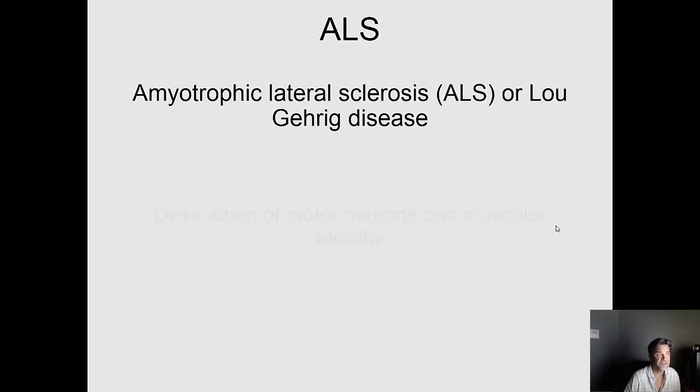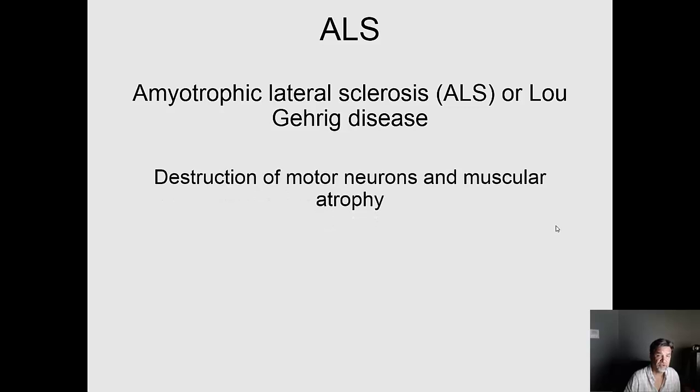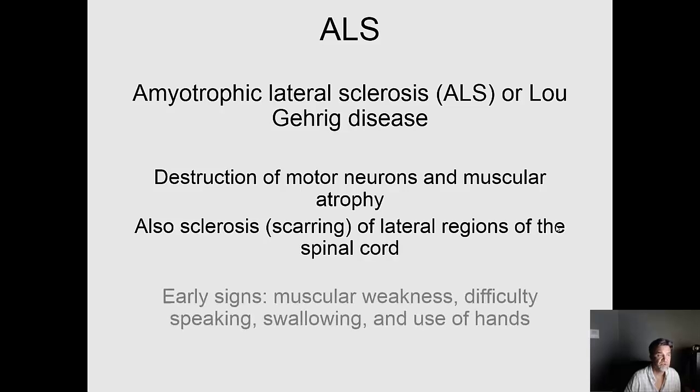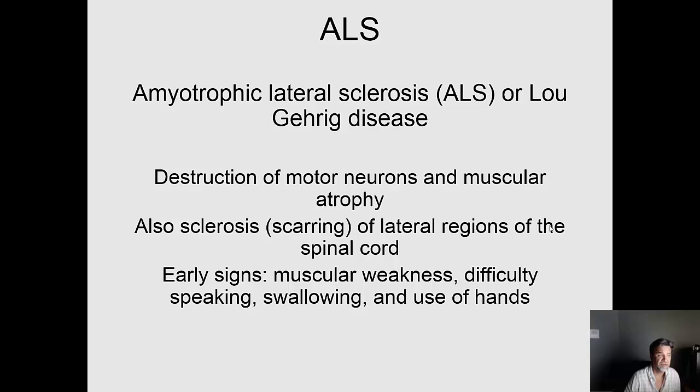Another major disorder associated with motor nerve function is amyotrophic lateral sclerosis, sometimes also called Lou Gehrig's disease. This is when your motor neurons are destroyed, and of course, as a consequence, the muscles begin to atrophy. The sclerosis part comes from the fact that regions of your spinal cord begin scarring. Your myelin sheath begins scarring in this region of the central nervous system.